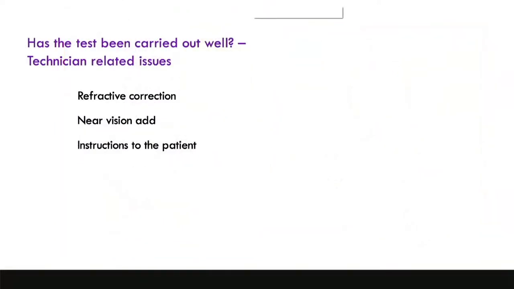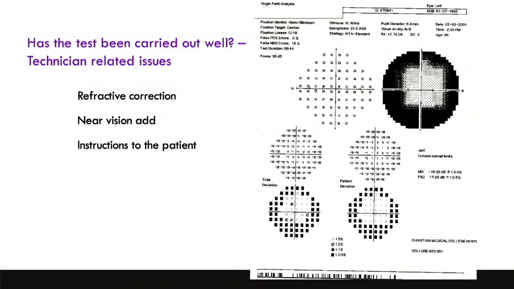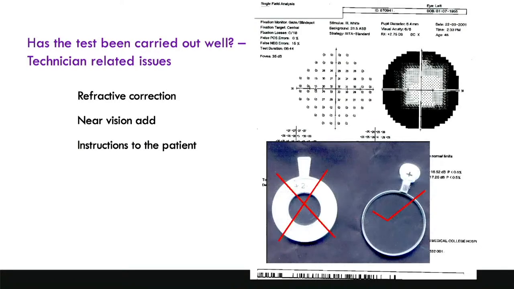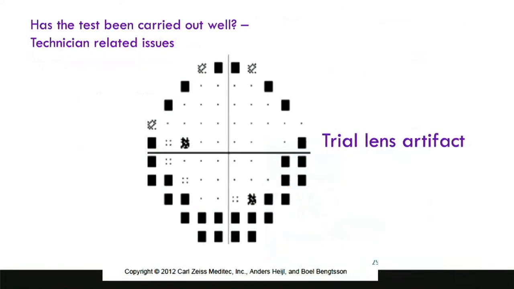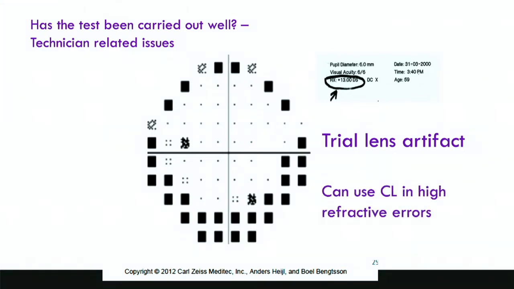So, has the test been carried out well? There are some technician-related issues. Refractive error: if you see a concentric defect like this, it's not always retinitis pigmentosa. Please be aware that the trial lens set lenses should not be used. Only the special lenses provided should be used. There's another one here, plus 13. Probably the patient is aphakic, so you use a contact lens. So there are ways and means of doing it.